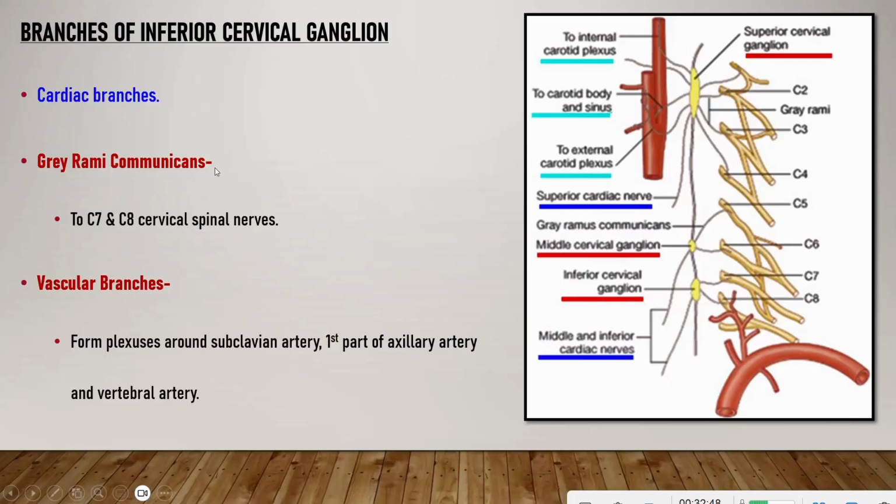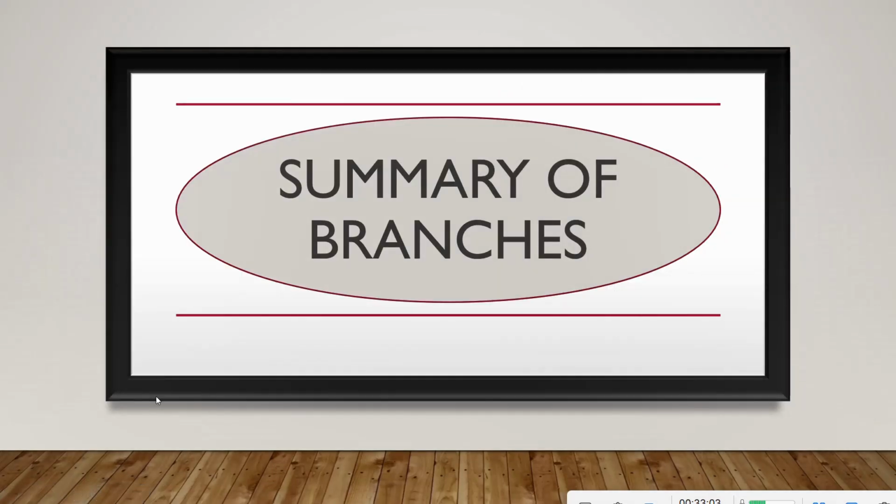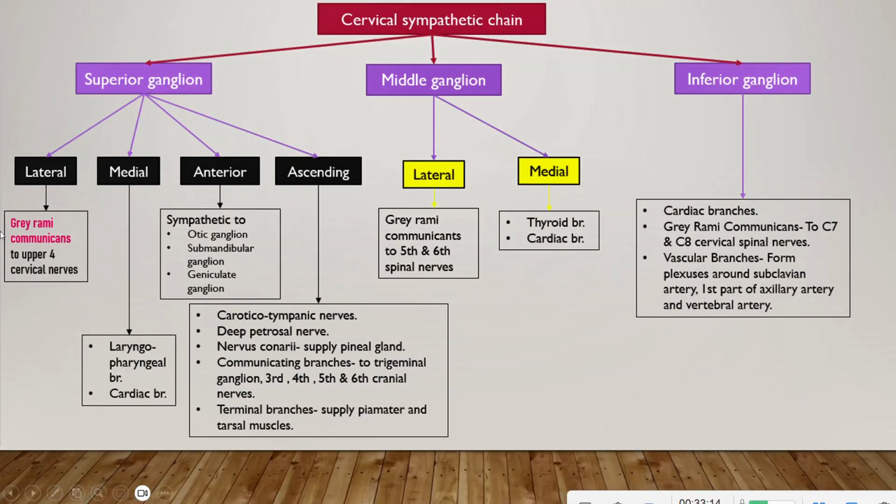What are the branches? So there are cardiac branches, there are lateral branches, gray rami communicantes to C7 and C8. There are vascular branches which form a plexus around the subclavian artery, first part of the axillary artery and vertebral artery. So here is the summary of branches. Remember, the superior cervical ganglion had lateral branches, medial branches, ascending branches and anterior branches. So you can see here the superior ganglion, lateral branch, gray rami communicantes, medial branch, laryngopharyngeal branch and cardiac branch.